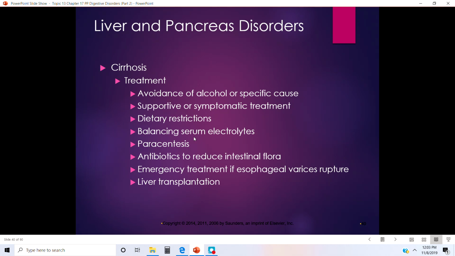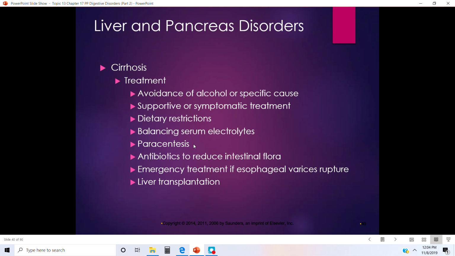Paracentesis is where they take the fluid out of the abdominal cavity, so that helps to treat the ascites, if you want to add to that there. Antibiotics, emergency treatment if the esophageal varices rupture, right? That's a true medical emergency. Like I said, people can die from that, and the individual will probably go on to a transplant list.